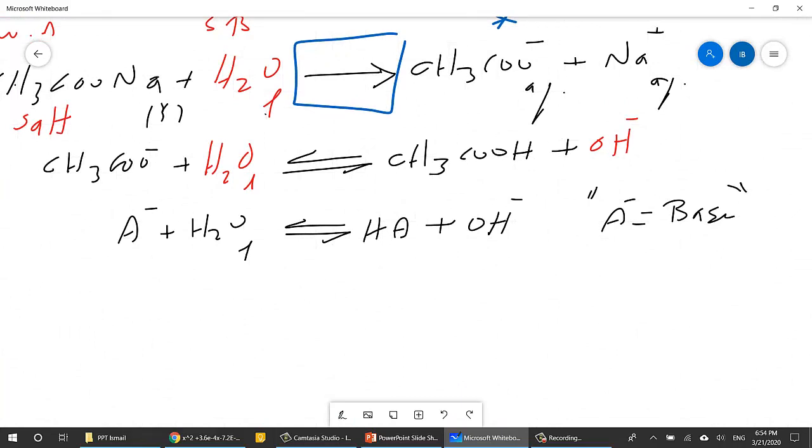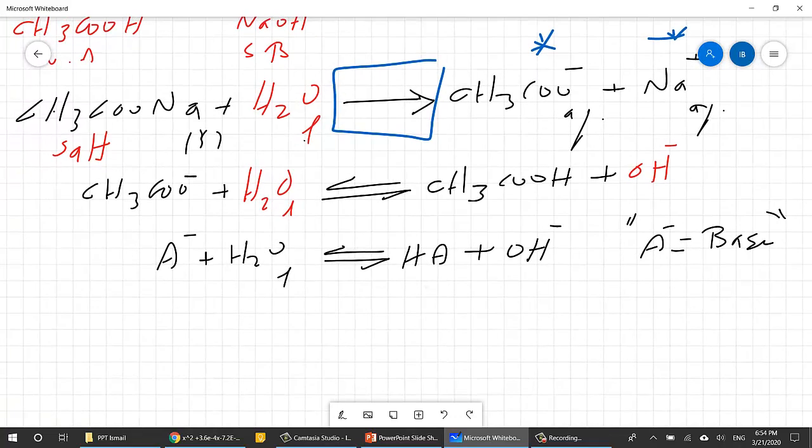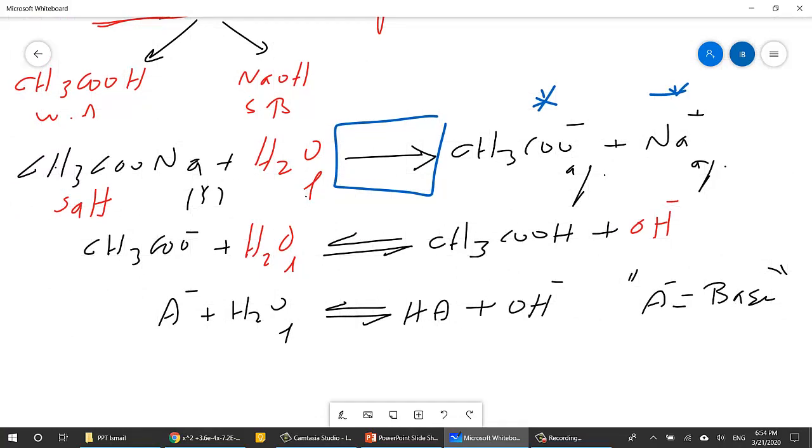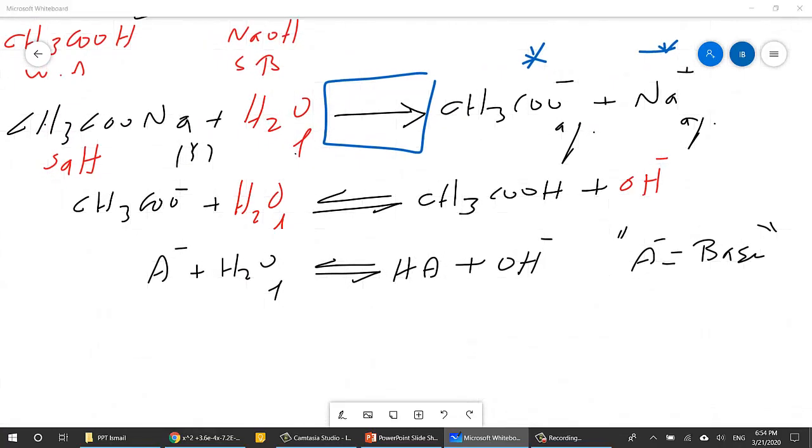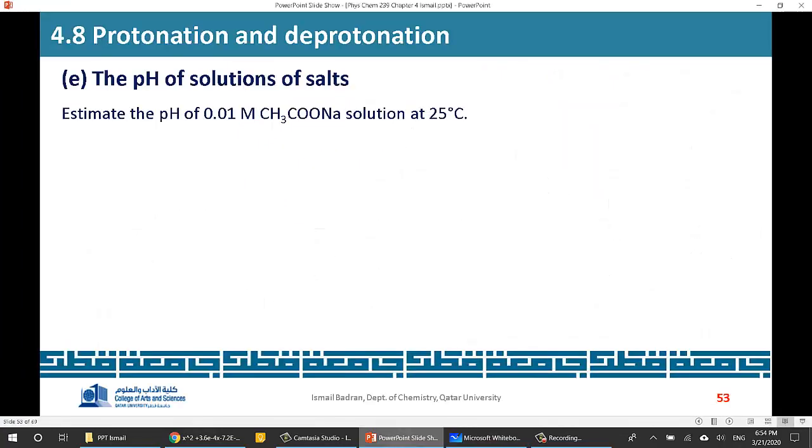I'm just going to simplify this with an equation. It's going to be A minus plus H2O liquid goes to HA plus OH minus, and A minus here is the base, which is the conjugate base of the salt. So what else do we have information on in the question? Okay, we have an initial concentration, which is 0.01.